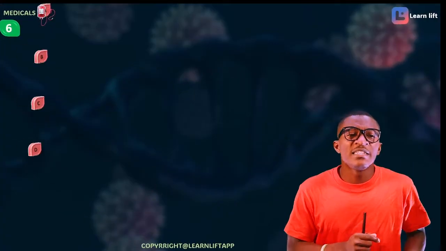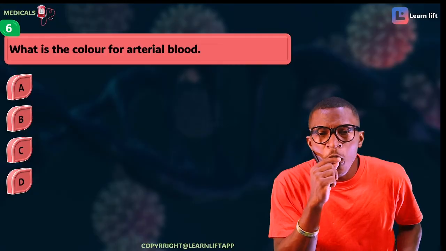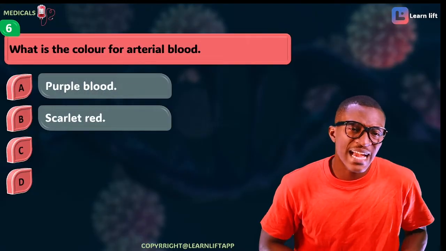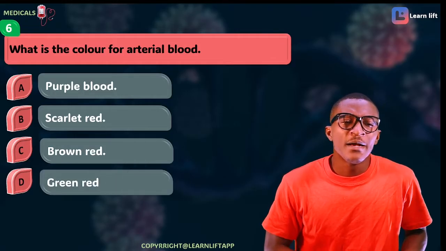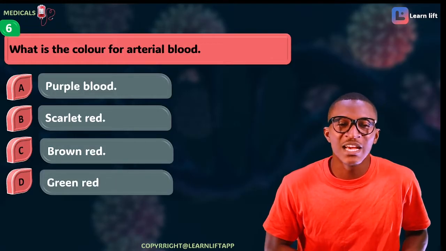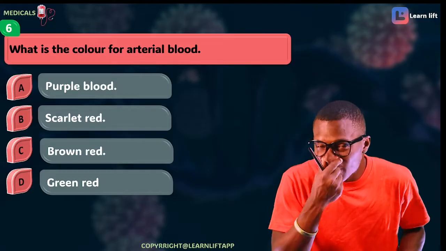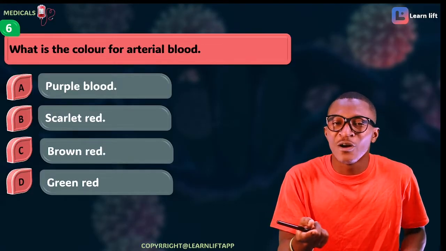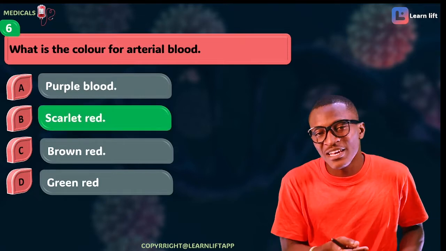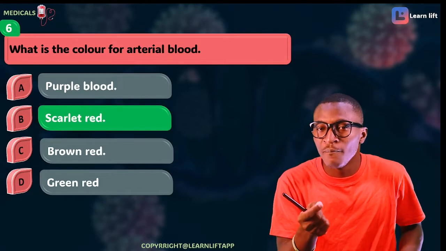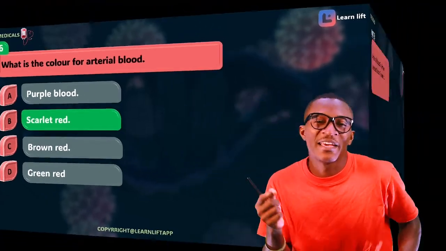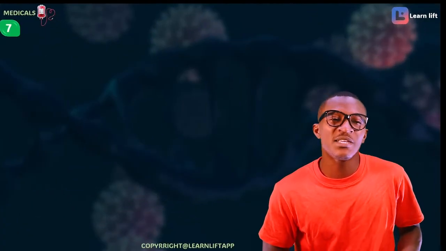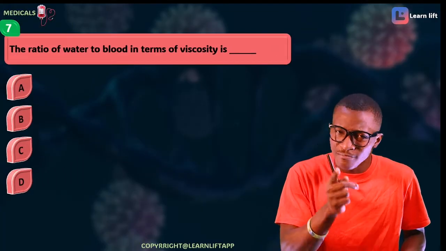Quickly, let's take the next question. What is the color of arterial blood? Option A, purple blood; scarlet red; brown red; green red. Of course, you should know the answer. What's the color of arterial blood? We said that blood is either arterial blood or venous blood. Arterial blood is also called bright red, or we call it scarlet red. While venous blood is called purple red or dark red. Arterial blood, scarlet red; venous blood, purple red. Let's take the next question. I hope you didn't miss any?